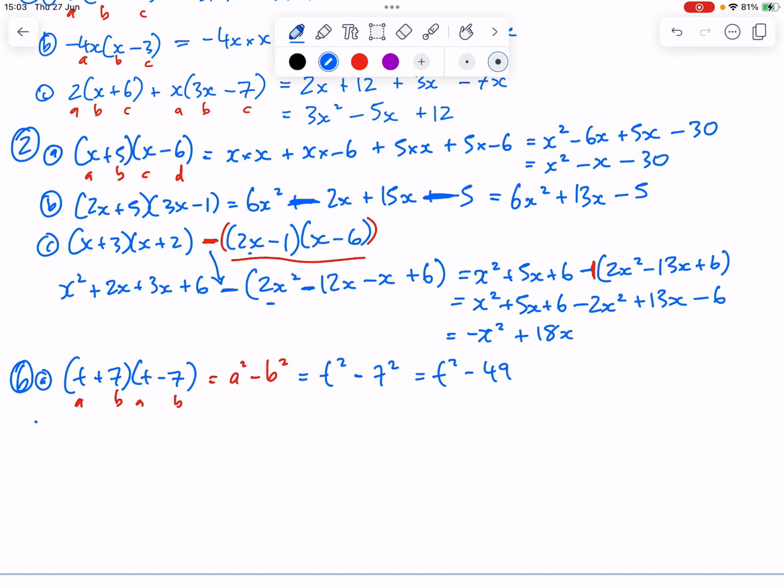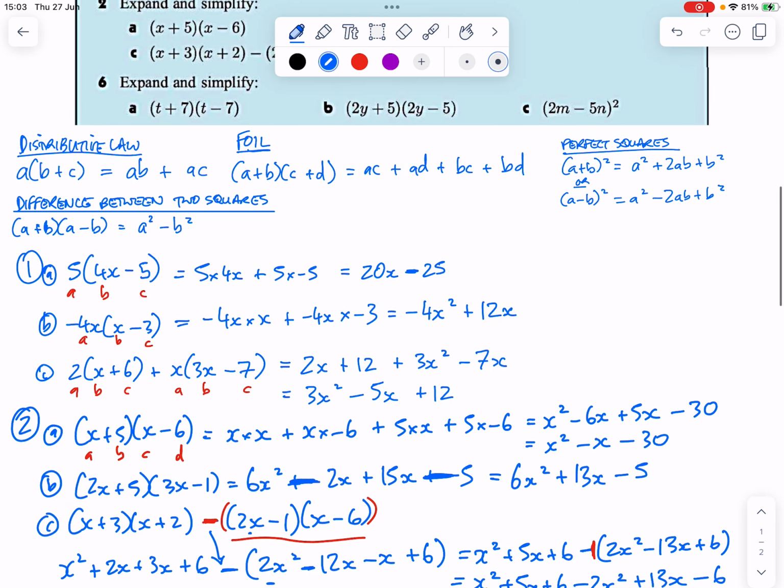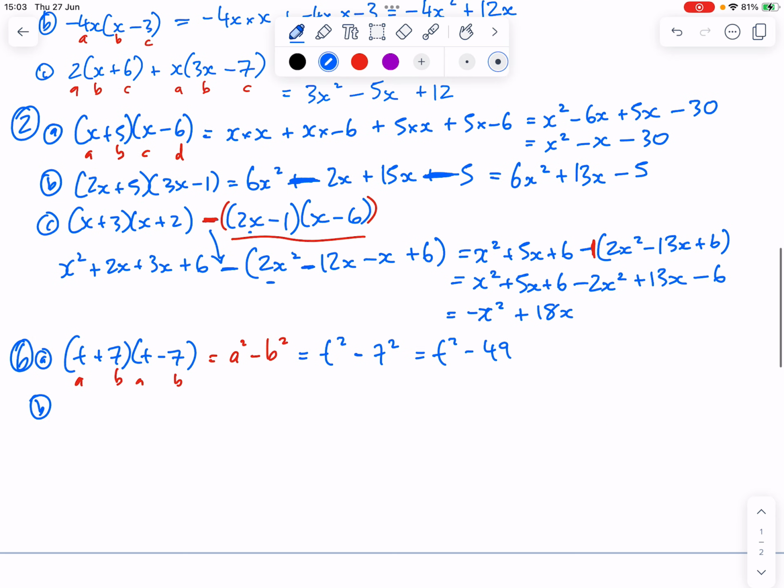B, 2y plus 5, 2y take 5. This is another difference between two squares. You've got your same terms. Only difference is the plus and the minus.